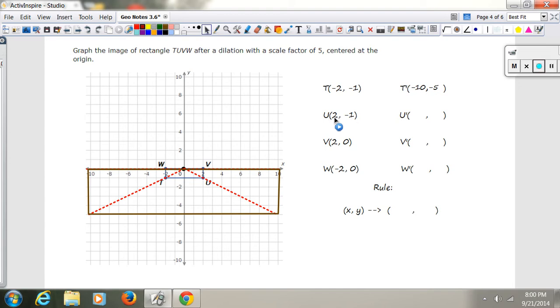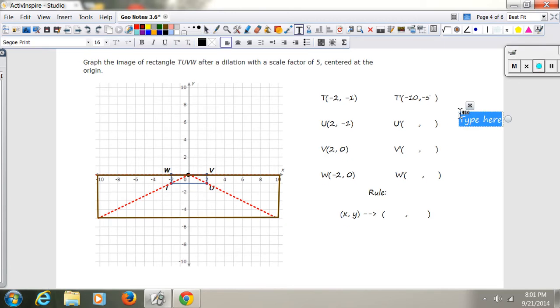U prime is going to be 10, negative 5. It's going to be U prime. Okay, if we tried that, it'd be over 10, down 5. There's U prime, good. And we're looking at 10, 0 for V prime. So over 10 and up 0 is V prime, yep. And then negative 10, 0 is your last one. Negative 10, 0 would go right in there.